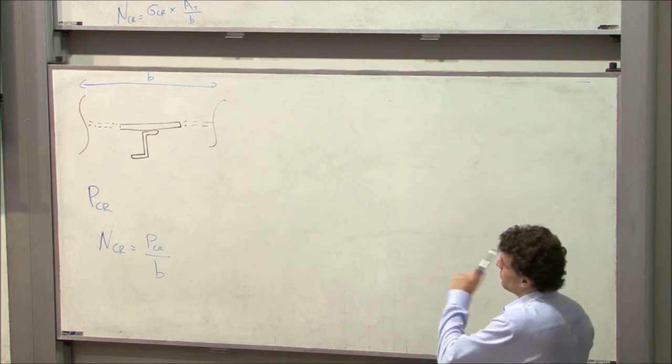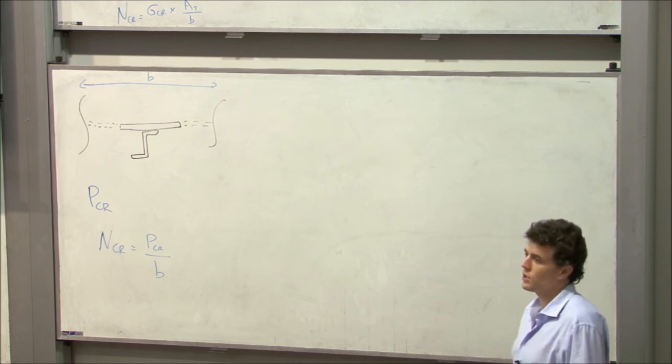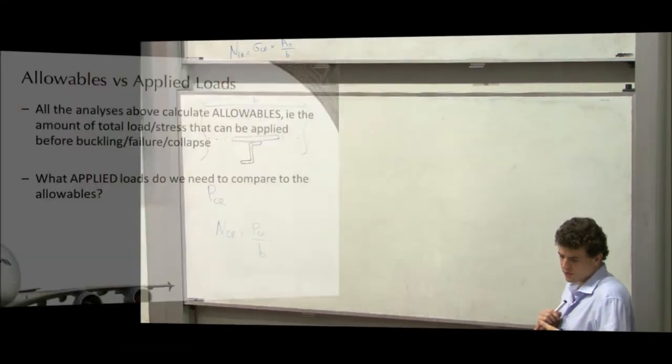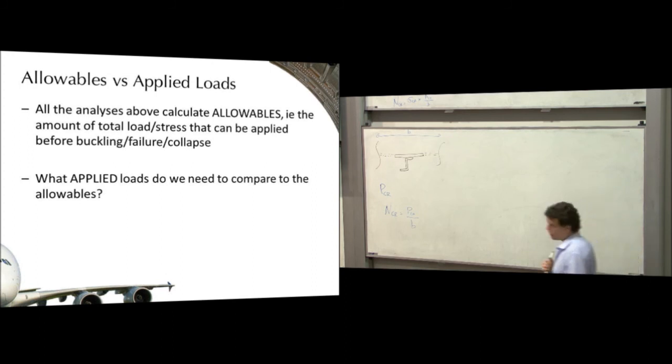The next step in the problem is that we need to understand allowables versus applied loads. So what we've calculated here are allowables. They're the amount of load we can apply to the structure before failure occurs, or before instability occurs. That doesn't mean that's how much is applied in general. In general, the applied load could be anything. It could be zero, it could be negative, it could be positive. It can have any range depending on the flight loads.